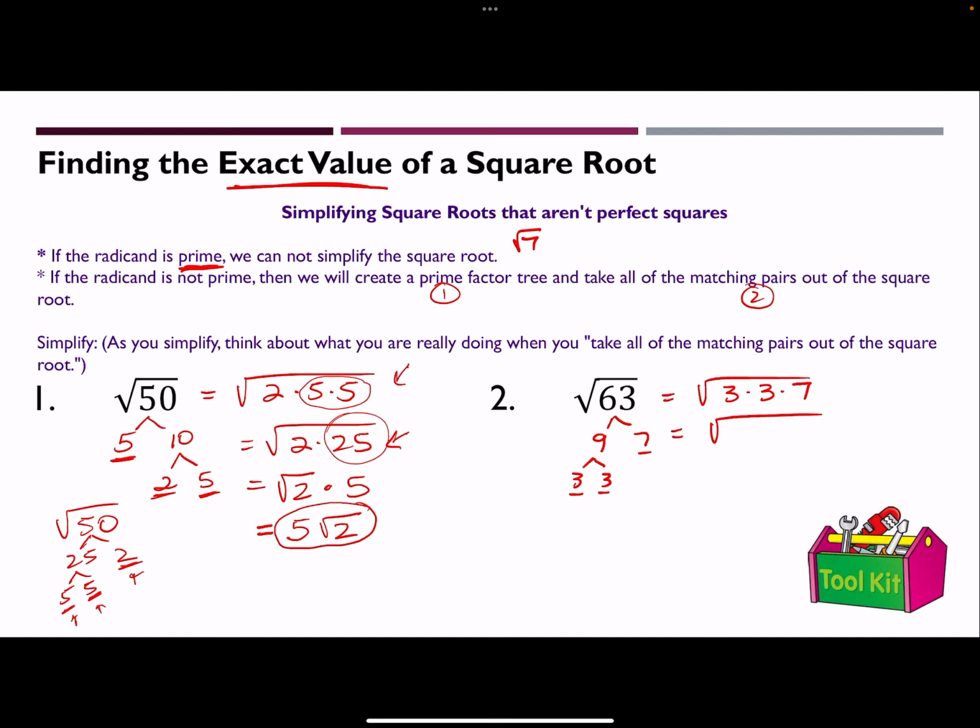And now I notice that I have these 3's here. Well, 3 times 3 is 9. So this is really like the square root of 9 times 7. And then the square root of 9 simplifies to 3. I can't take the square root of 7 because it's not a perfect square. So my final answer, 3 root 7. All right, let's do a couple more together.